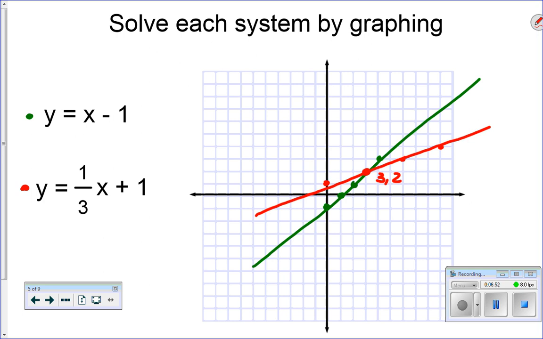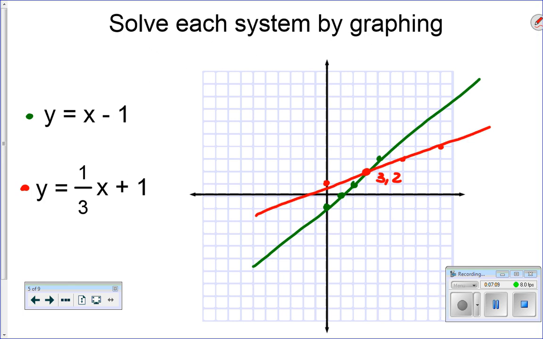So whatever dot that is, you have to find the coordinate pair of that dot. Does everybody remember how to do that? You go over across first and then up and down. So your answer is (3, 2).